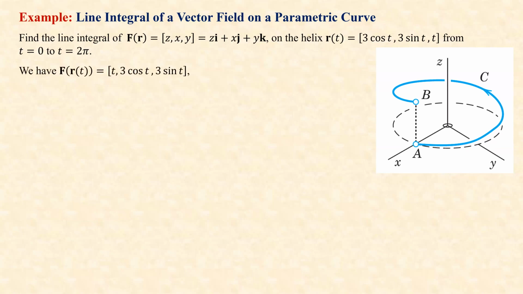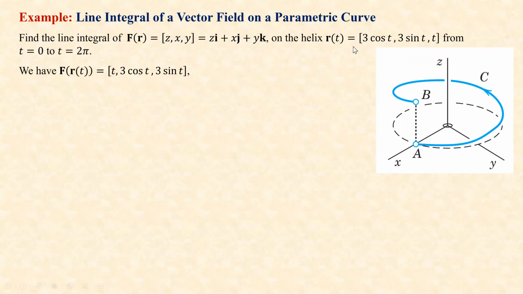So we say we have F of r of t, meaning F as a function of r, where r is a function of t. F is a function of x, y, z. You see, the x component of F is z, but z is t, so we put t here. The y component of F is x, but x is this one, so we put this function of t for the y component. And the z component is y, and y is 3 sine t. We put that in here.